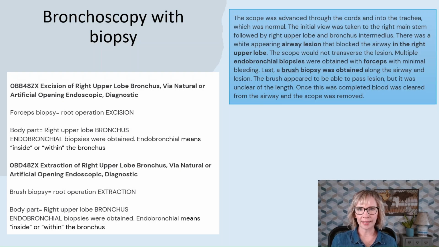In this next example, the scope was advanced through the cords and into the trachea, which was normal. The initial view was taken to the right main stem, followed by the right upper lobe and the bronchus intermedius.